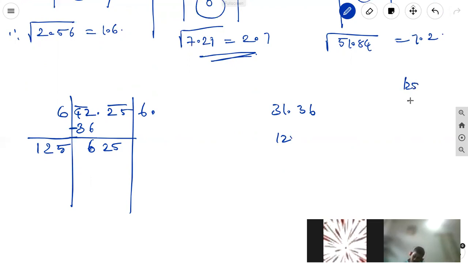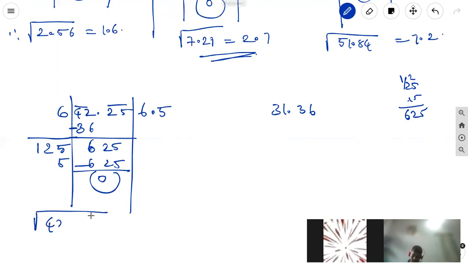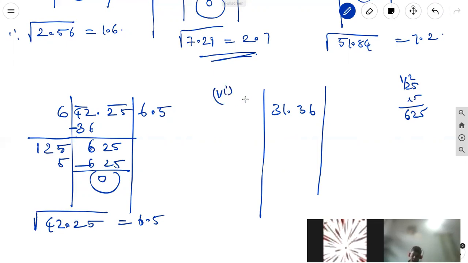125 with 5 is 625. 5 5s are 25, 5 2s are 10 plus 2 is 12, 5 1s are 5. So here 5 is written in the quotient, and multiplying 125 with 5, we get 625. Subtract one from the other. Then the square root of 42.25 is equal to 6.5. In the same way, the sixth problem also, you do it.